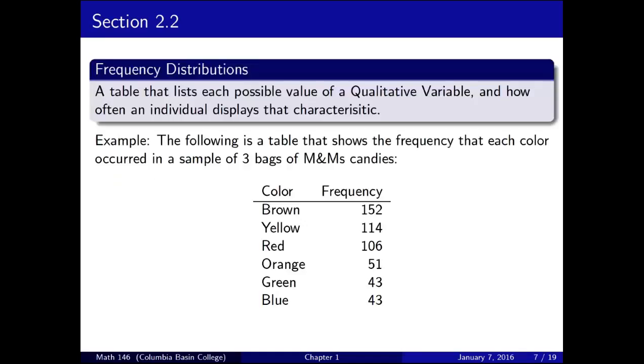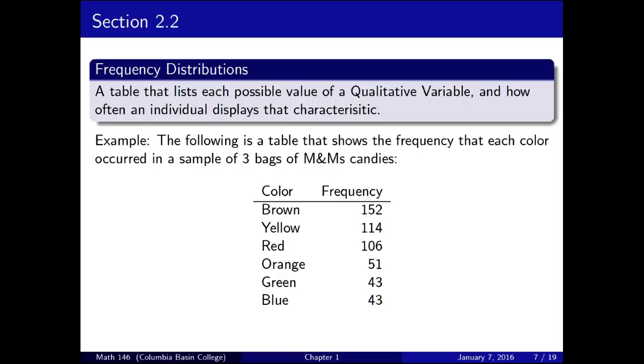A frequency distribution is basically a table. It's a table where one column lists all the possible values of your qualitative variable, and the other column lists how frequently that variable popped up in your sample. So let's look at an example. Here is a table, and it shows the frequency that each color popped up in a sample of 3 bags of M&Ms. Someone went out, bought 3 bags of M&M's candies, emptied them out, and counted how many of each color they observed.